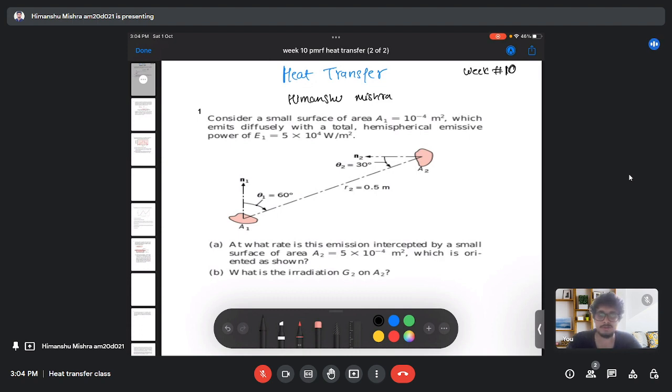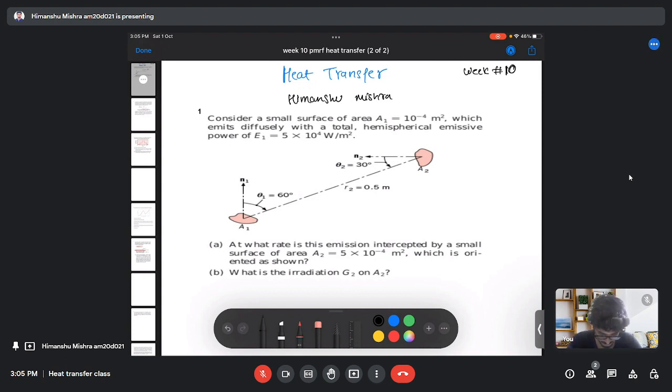We will be solving some basic questions of radiative heat transfer such as irradiation, black body irradiation, and some spectral powers of the surface of the body. We will also revise a few questions from heat exchangers from the previous week, and look at a couple of questions from evaporative heat transfer. So let's begin with question number one.